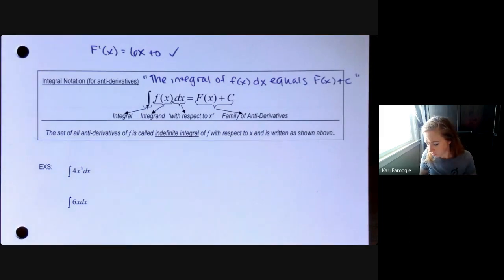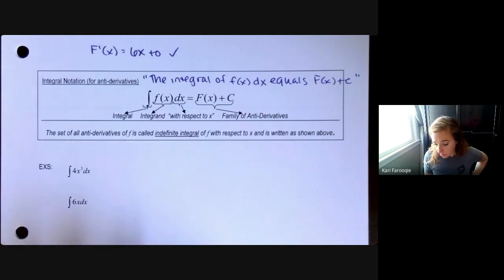But this is what the notation looks like. The set of all antiderivatives of f is called the indefinite integral of f with respect to x and is written as shown above. So the indefinite integral is just going to be giving you this family of antiderivatives. When we talk later on about definite integrals, for those integrals, we'll actually be given bounds. We'll end up getting numerical answers there, not just algebraic expressions.